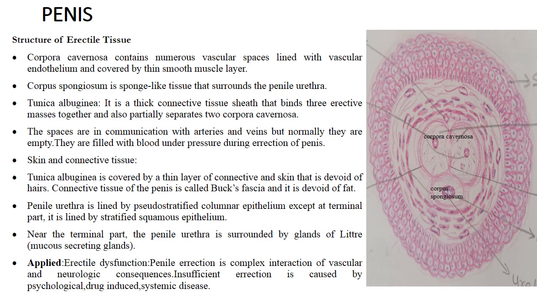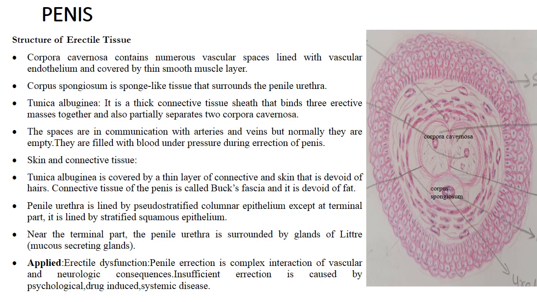And the outermost layer is skin. So the tunica albuginea is covered by thin layer of connective tissue and skin is devoid of hair. Connective tissue of penis is known as Buck's fascia and it is devoid of fats. The penile urethra is lined by pseudostratified columnar epithelium except at the terminal part where it is lined by stratified squamous epithelium. And near the terminal part, the penile urethra is surrounded by glands of Leydig. These are mucus secreting glands.